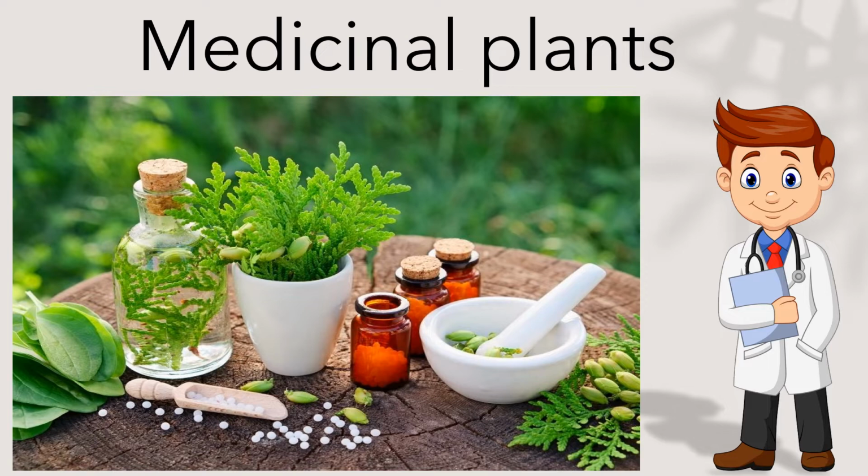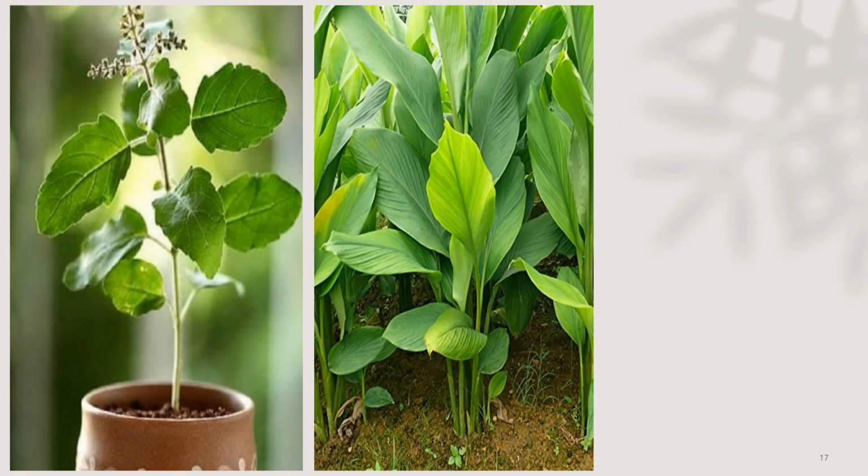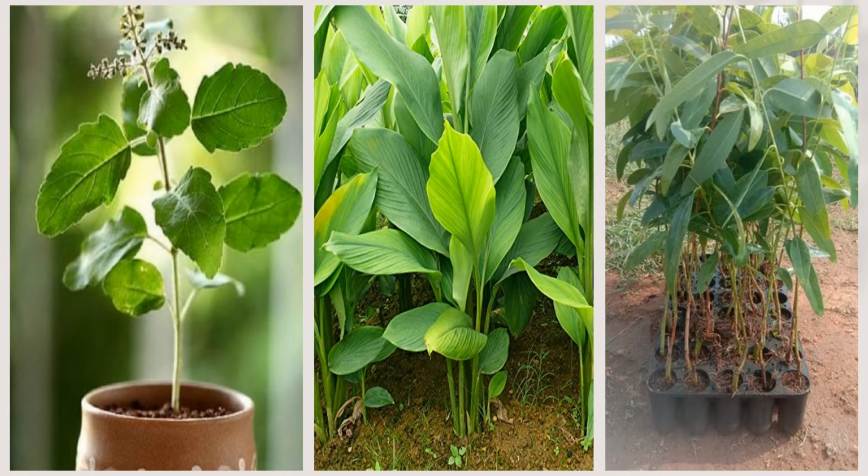Next are medicinal plants, plants that give us medicine. Examples are tulsi, then this is turmeric and eucalyptus. There are some more also such as aloe vera, neem. These plants are called herbal plants. Herbal plants help us to make medicines which are helping us to cure many diseases.